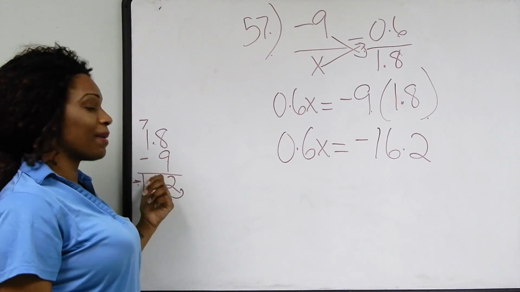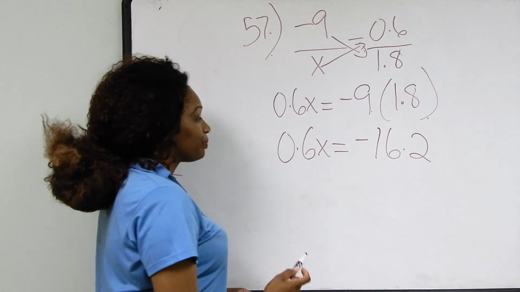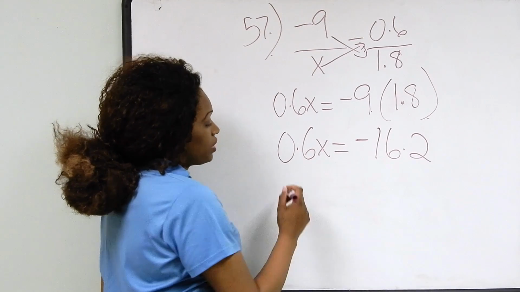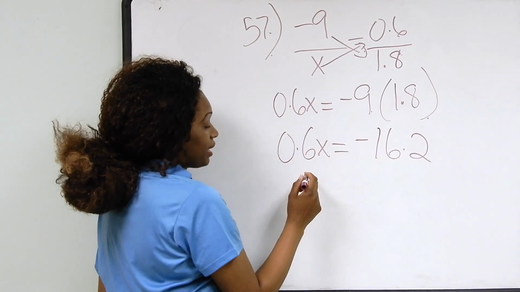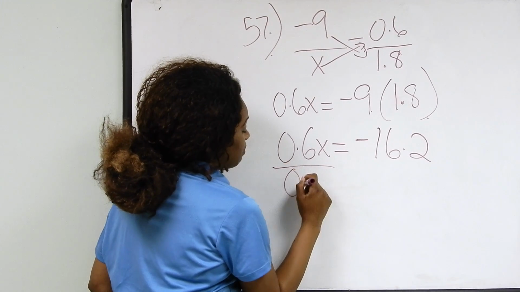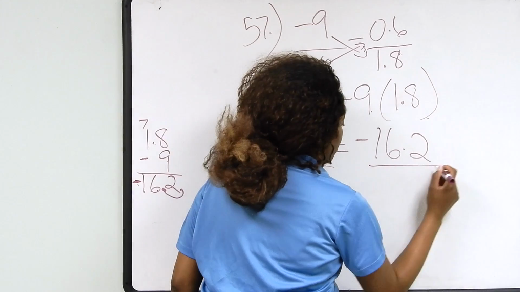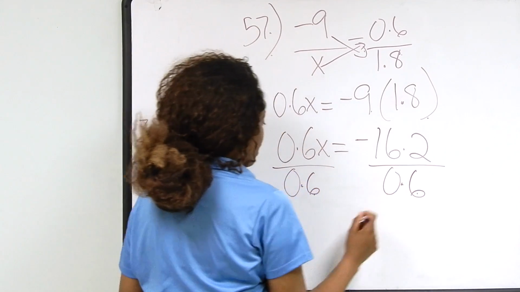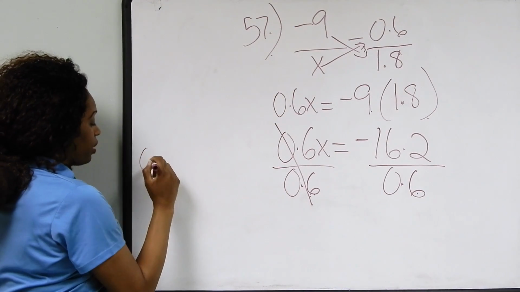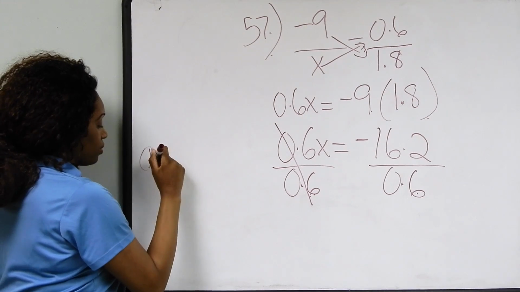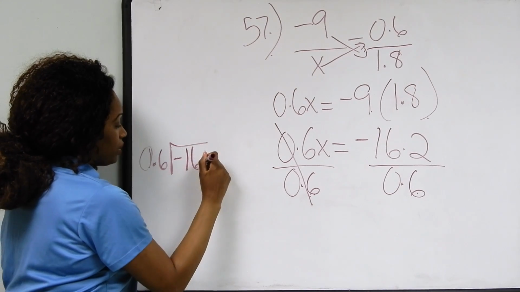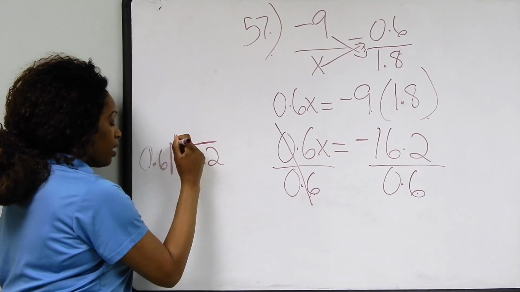Anytime you multiply a negative times a positive, remember you always get a negative. And now we want to isolate x by itself. So what we're going to do is divide both sides by 0.6. We're doing this because if we do that, we're going to get x alone by itself. So we're going to divide this side by 0.6, and you want to divide the right side by 0.6, okay? So that cancels that out, okay? I'm just going to change the format, 0.6 divided into negative 16.2. All right.